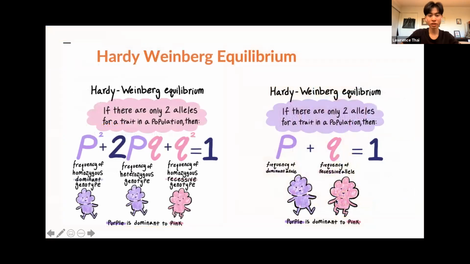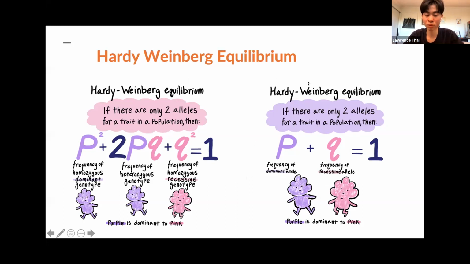Right. So now we're going to go through Hardy-Weinberg equilibrium. What do we use this for? Basically, if we have a population, random organisms of the same species, and we count all of their genotypes and traits, we can predict what would happen to the genotype frequencies or the allele frequencies.